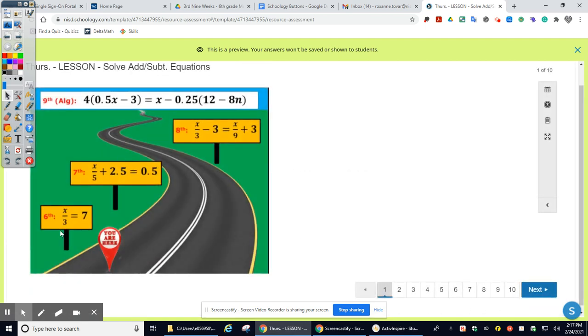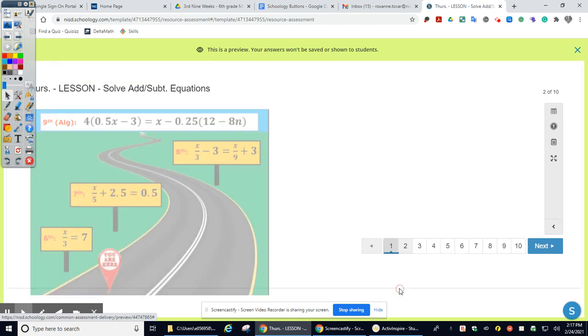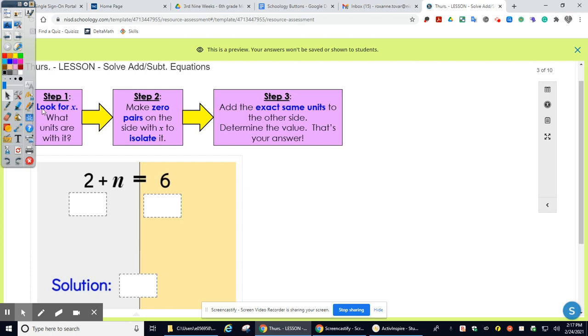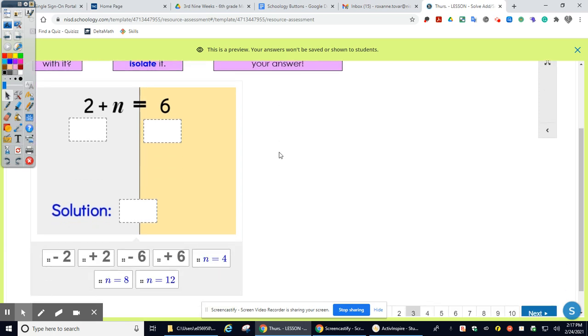Okay, so here in 6th grade, it shows you where it's very simple. 7th grade gets a little bit harder. Here's 8th grade, and then it takes you all the way to algebra. So we're going to make sure we use those algebraic steps today. Okay? All right. So step 1, we're going to look for x. What units are with it? Step 2, we're going to make 0 pairs on the side with x to isolate it. And then step 3, we're going to add the exact same units to the other side. Determine the value, and that's going to be our answer.